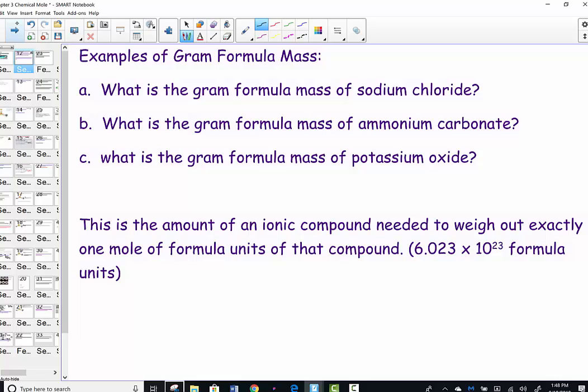For instance, when I find sodium in the group, because it has a variable charge, I wrote the charge by using the Roman numeral. Any element in this first column, sodium, has a +1 charge. For the transition metals, that Roman numeral tells me the charge.